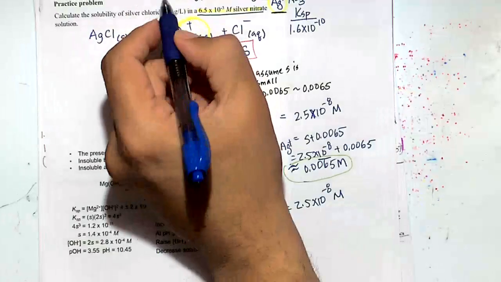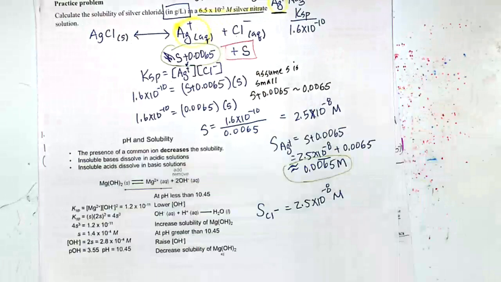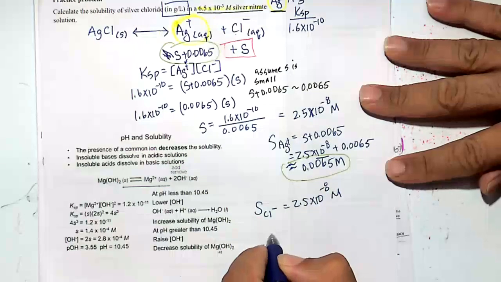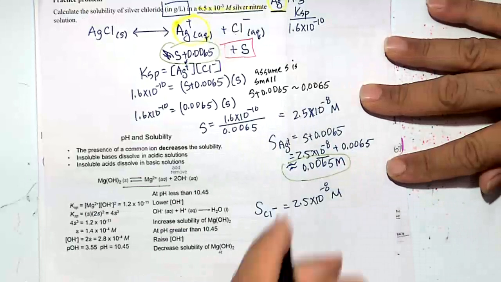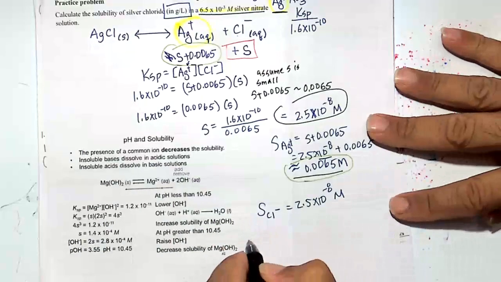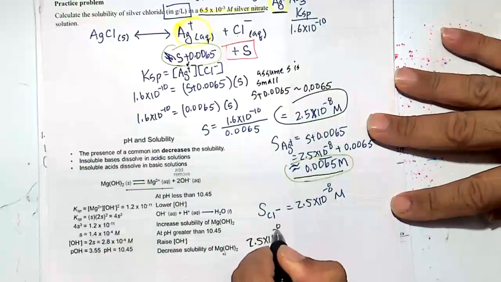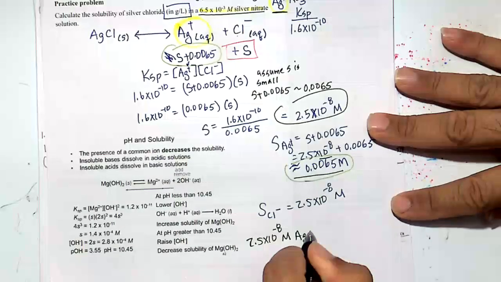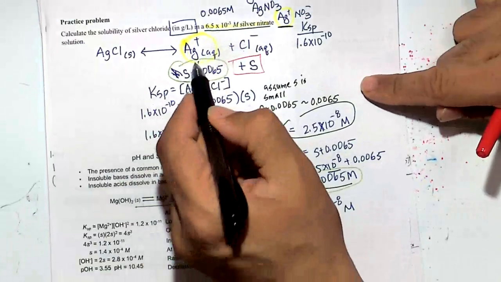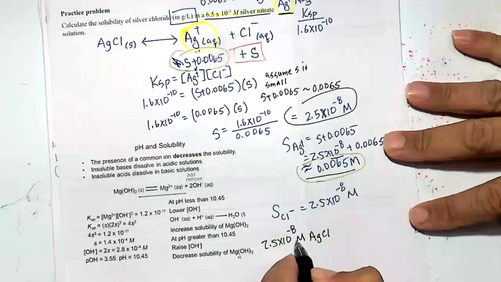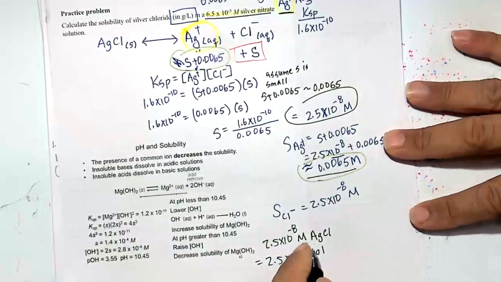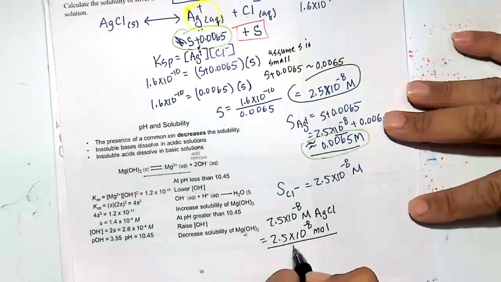So this is your answer. Now, if you want it in grams per liter, as per this problem, you're going to multiply it by the molecular weight. So we're going to use this number here for the S solubility because the other is from the common ion silver nitrate. So we will go 2.5 times 10 to the minus 8 molar AgCl, because it's 1 to 1. One of this to one of that. That is equal to 2.5 times 10 to the minus 8 moles over liter, because big M is moles over liter.